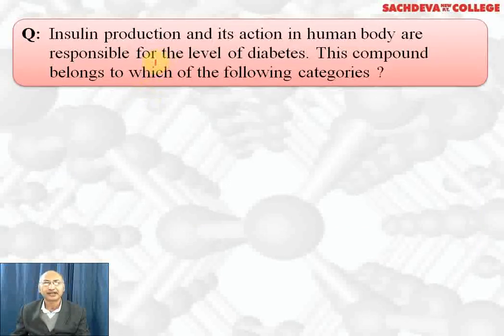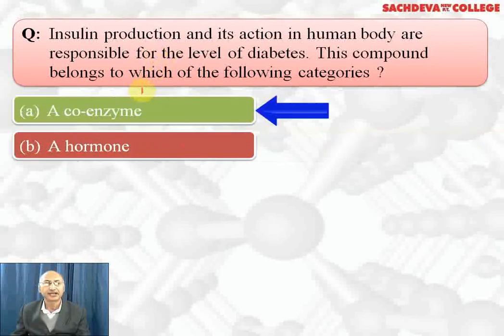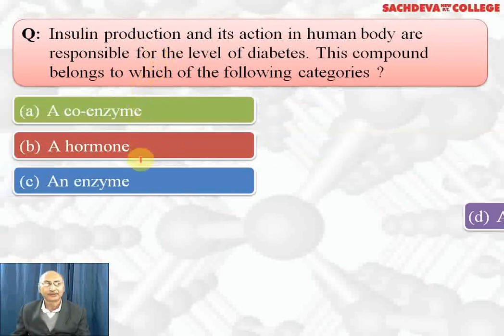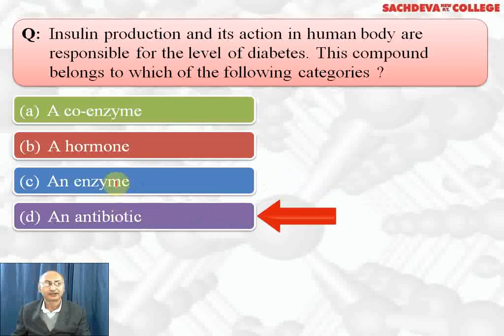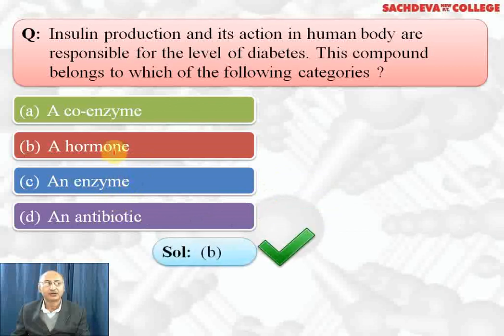Insulin production and its action in the human body are responsible for the level of diabetes. The compound belongs to which of the following categories? A coenzyme, a hormone, enzyme, antibiotic? Correct answer is hormone, but it is a protein hormone. It contains 51 amino acids.